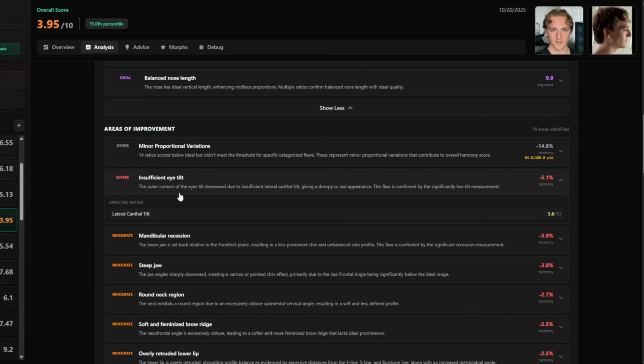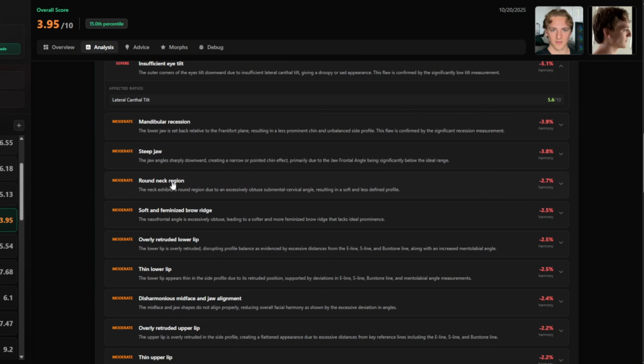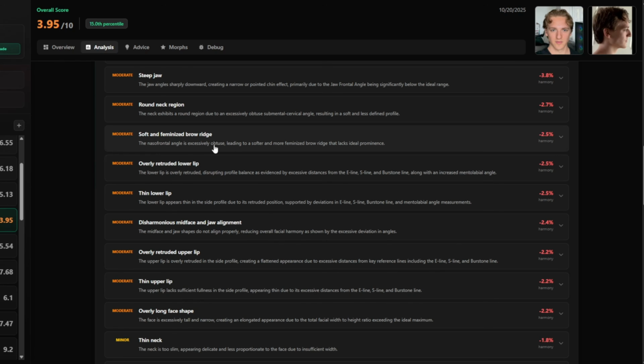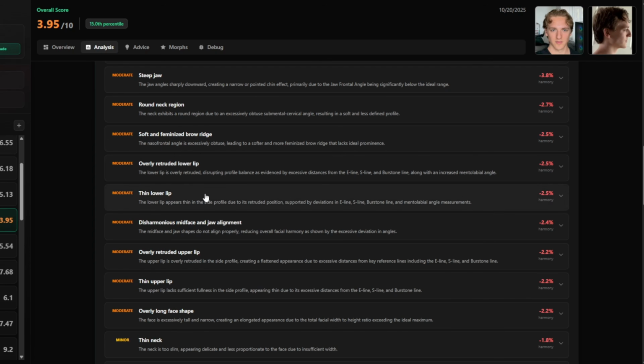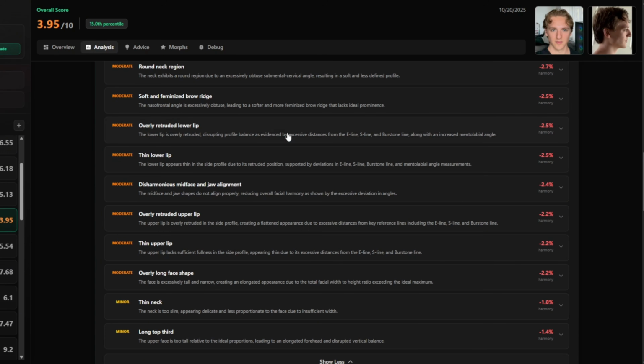Now in terms of his flaws, he has one severe flaw, which is insufficient eye tilt. And we can see that he has negative canthal tilt. I'll show you guys that. His mandible is a bit recessed. Round neck region, submental angle here. Soft and feminized brow ridge, which, again, has to do with the severity, so it's not like overly feminized, but it's a moderate flaw. His nasofrontal angle is a little bit high. His lips are kind of protruded. They don't look too thin in the front, but they're protruded.